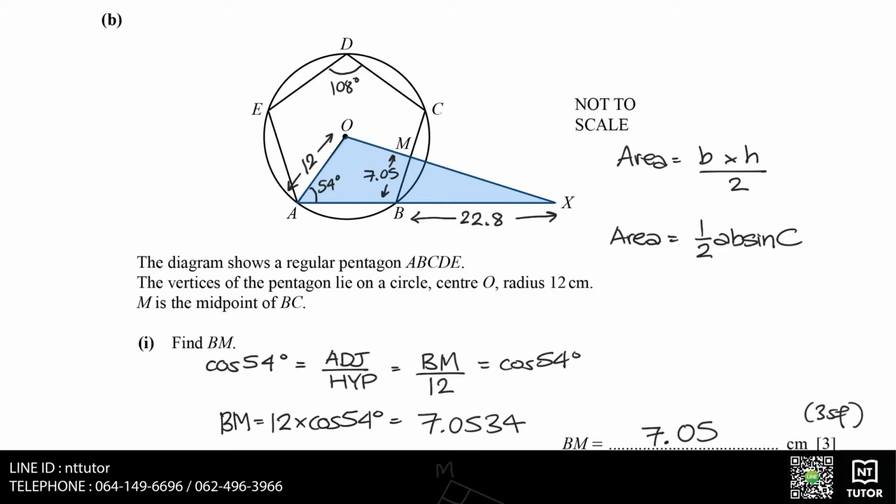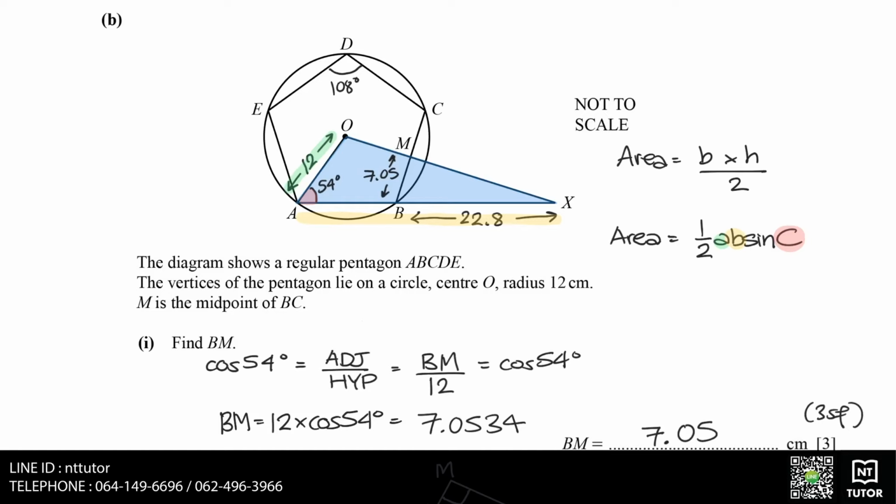We do not have a base and height pair for this triangle. However, we have one of the angles inside the triangle. So if we were going to use half AB sine C, we can let that angle equal to C, and OA is equal to A, which is 12, and then let B equals ABX. However, we do not have the full value of ABX. We only know part of it. We only know the BX part.